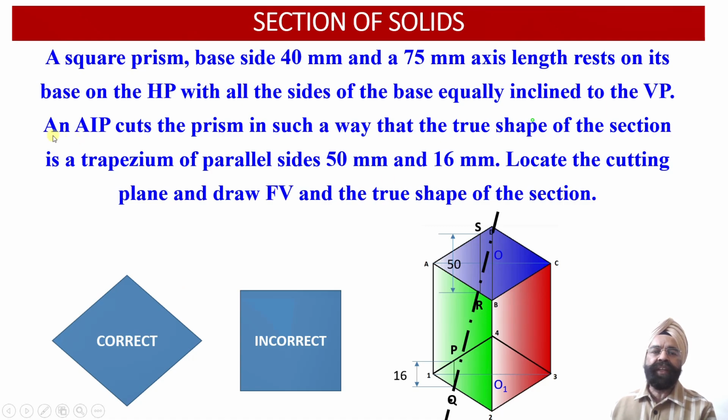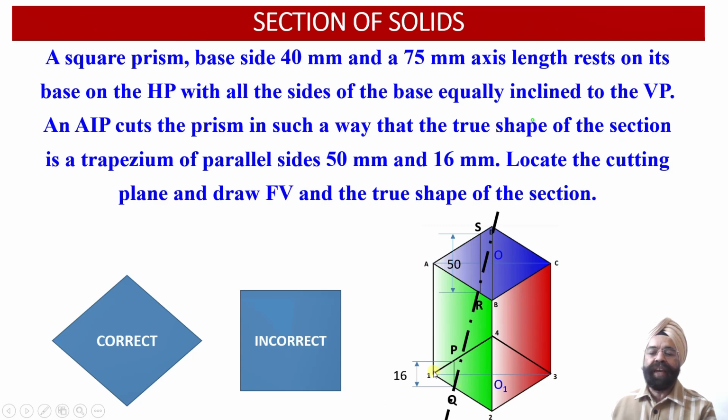Now we have been provided with the information that an auxiliary inclined plane, inclined to HP and perpendicular to the vertical plane, cuts the prism in such a way that the true shape of the cut section happens to be a trapezium of parallel sides 50 mm and 16 mm. So we are required to locate the cutting plane with respect to the square prism orientation such that we obtain the true shape of the cut section as a trapezium.